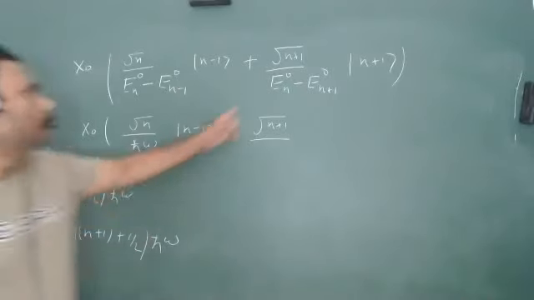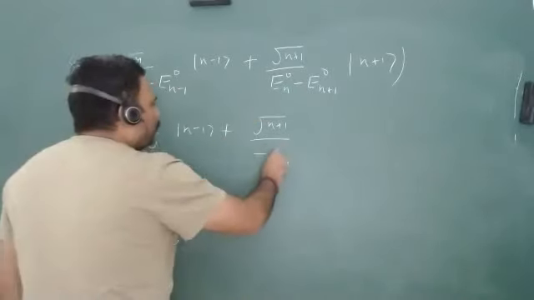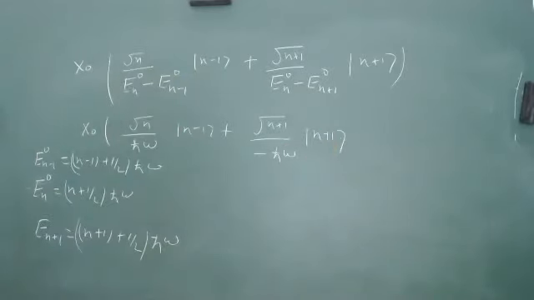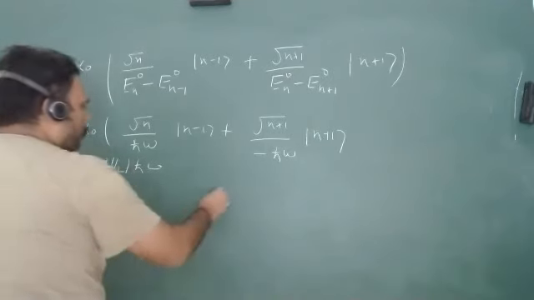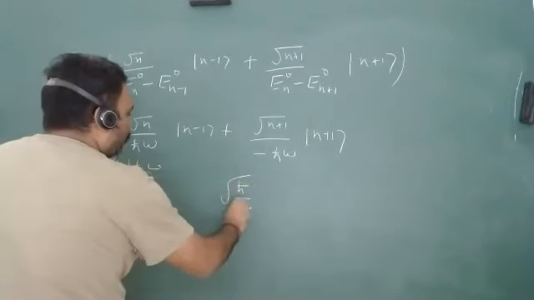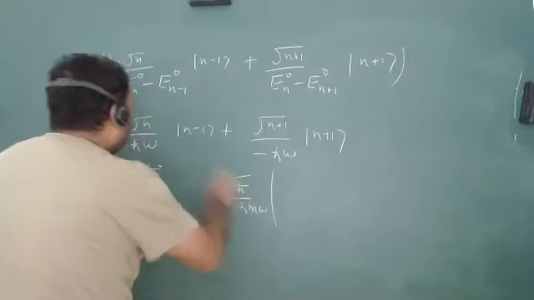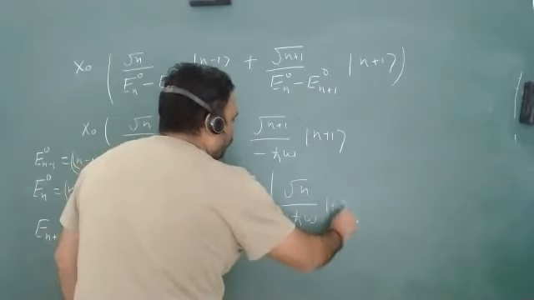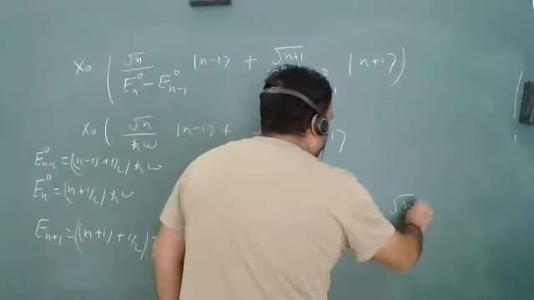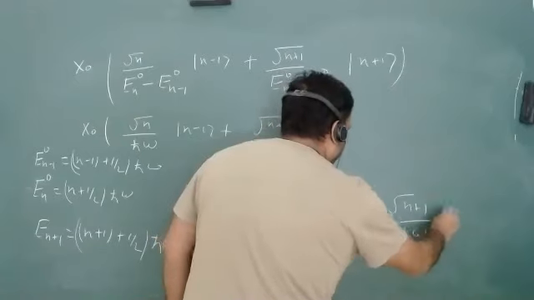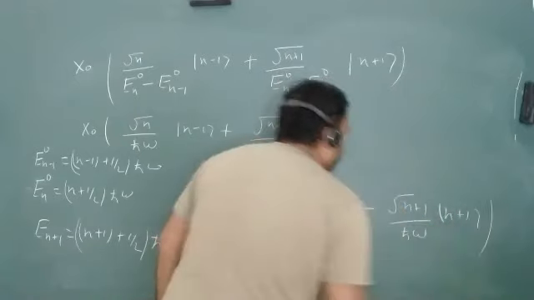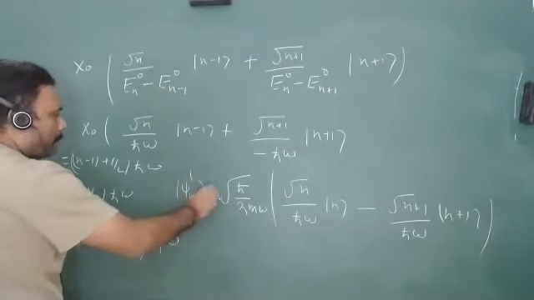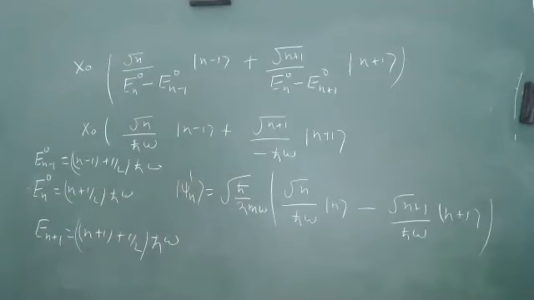So what will be this value? This value is minus H cut omega, and there is n minus n plus 1 ket. So what is the answer? And this x naught I can put as root of H cut upon 2m omega, and this value is root n by H cut omega n ket minus root n plus 1 by H cut omega n plus 1 ket. That's it. So this will be your psi n1, isn't it? A very nice problem.